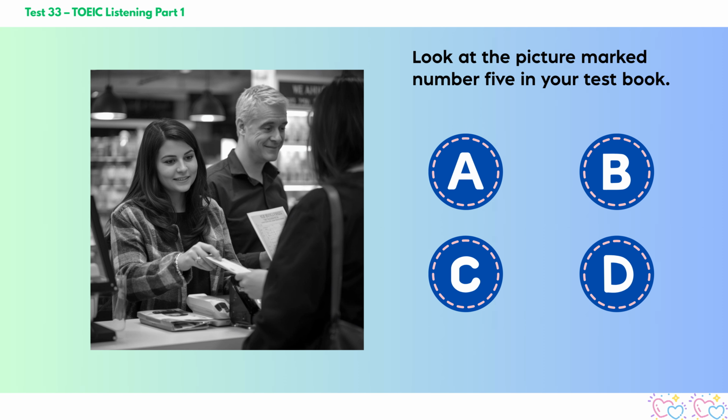Look at the picture marked number 5 in your textbook. A. The woman is paying the bill at the counter. B. The cashier is counting money. C.